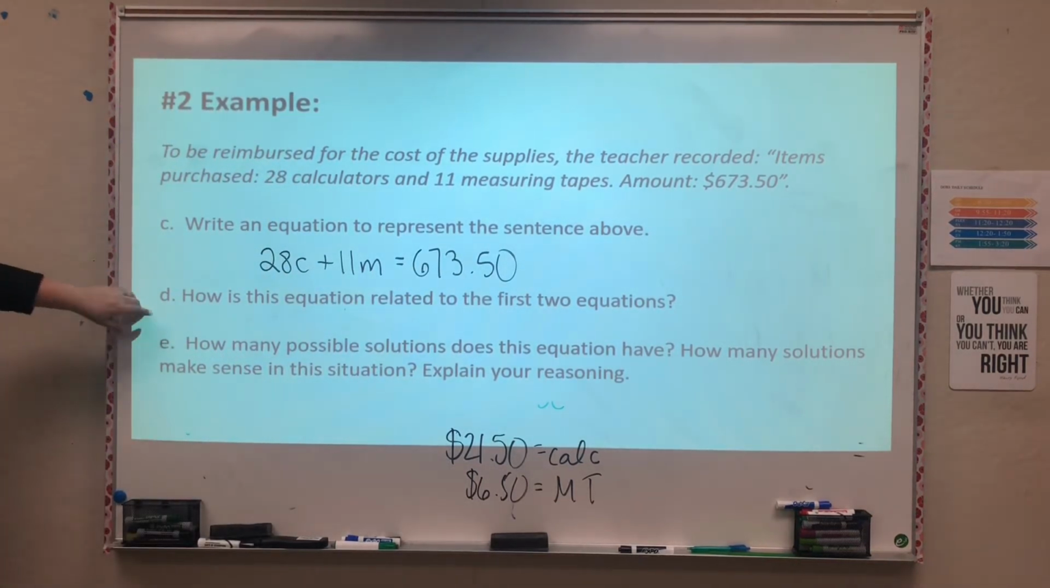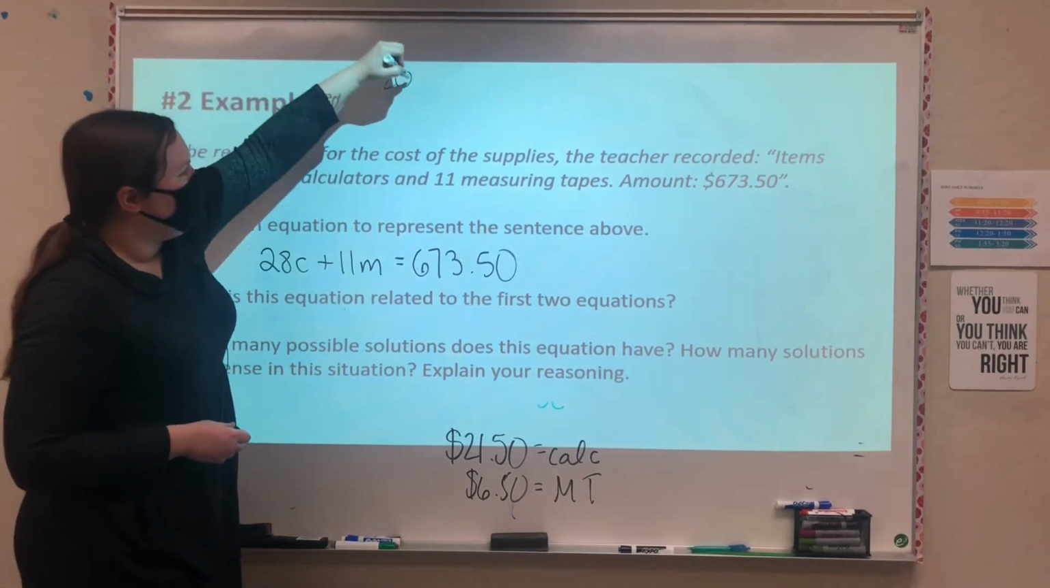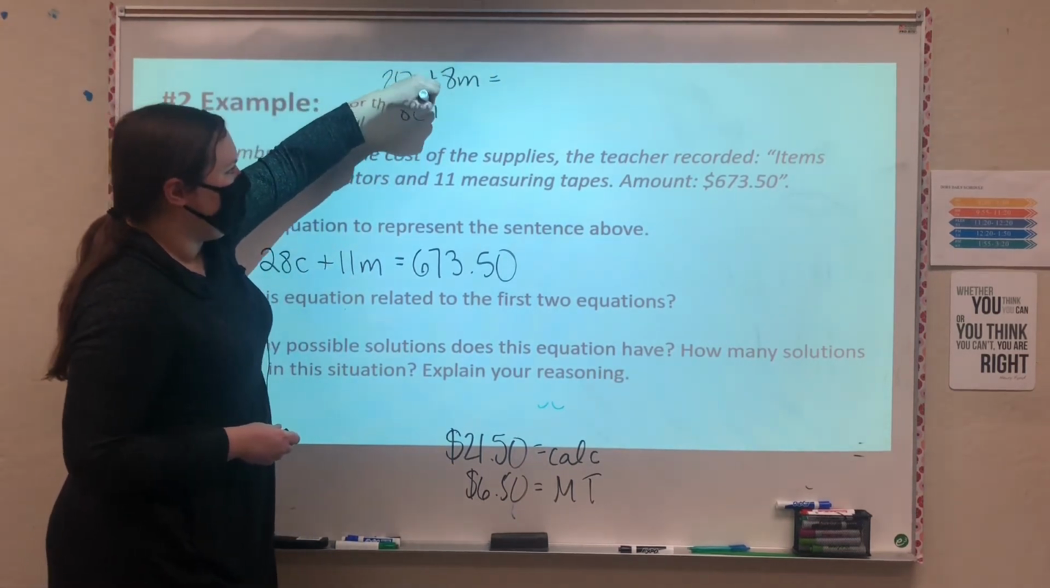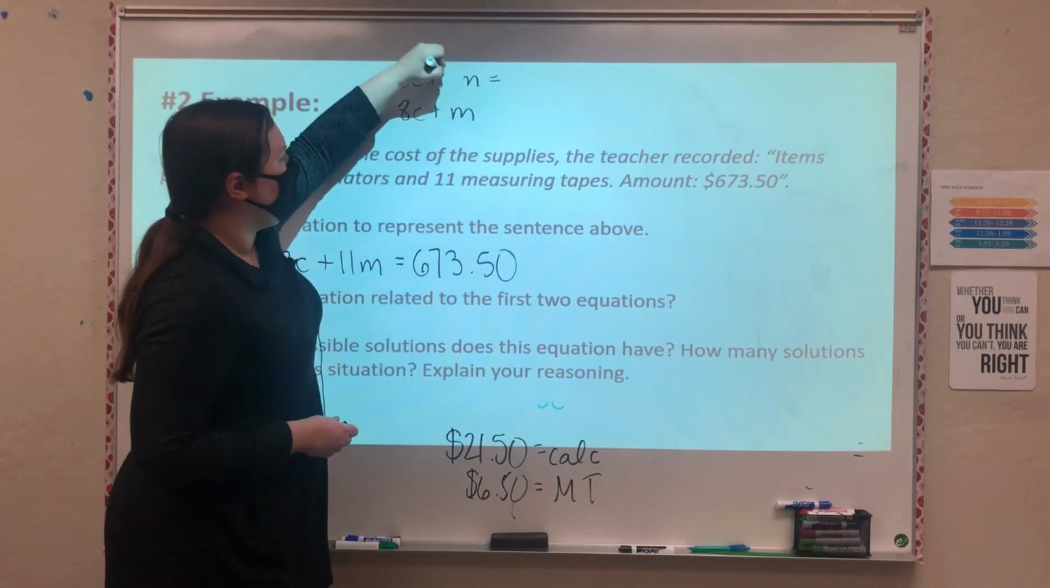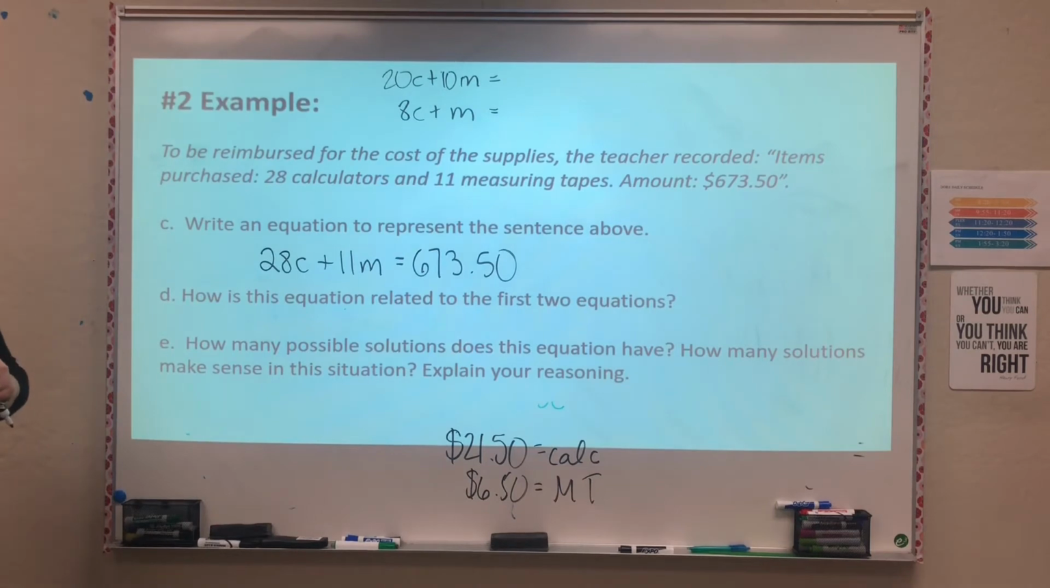The second part says, how is this equation related to the first two equations we wrote? Because with the system, the whole reason there was a system at all is because the word problem was she made one order which was 20C plus 10M, and then she made the second order which was 8C plus M. So 28C plus 11M is just both of the orders combined.